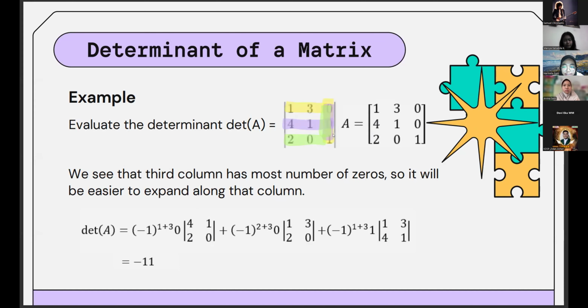We remove here and we get [4 1; 2 0], added to -1 to the power 2 plus 3 multiplied by 0, and the smaller matrix is [1 3; 2 0], added to -1 to the power of 3 plus 3 multiplied by 1, and the last smaller matrix is [1 3; 4 1], and the determinant of matrix A equals -11.